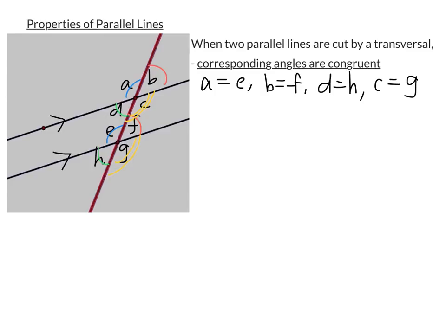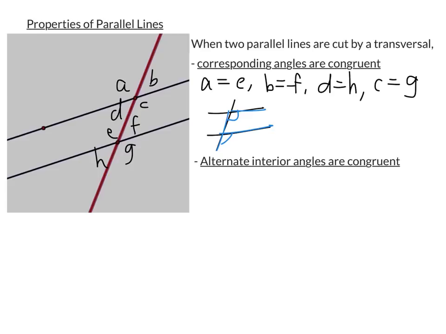I would call this like an F shape. If you have two angles here and they are corresponding, it's like drawing an F around them. You see that? It's like an F. What about the alternate interior angles? We saw from our earlier investigation that alternate interior angles are also congruent. So we have angle D and F. They are the alternate interior angles. They're congruent. So angle D is equal to angle F.